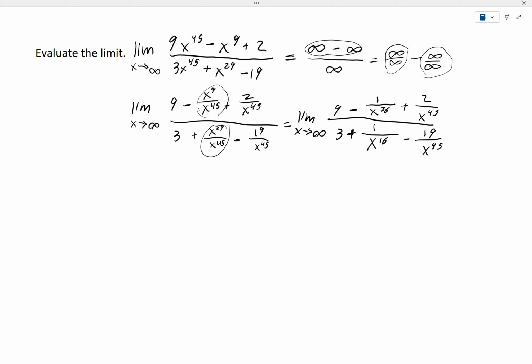At this point, I'll plug in infinity. Every single fraction that involves x now becomes 0 because 1 over infinity is just 0. So we're left with just 9 over 3 after I plug in infinity. And this simplifies down to 3. So the final answer for this is the limit is equal to 3.